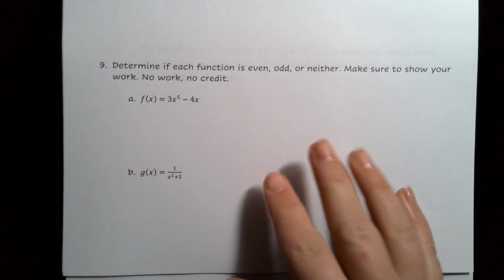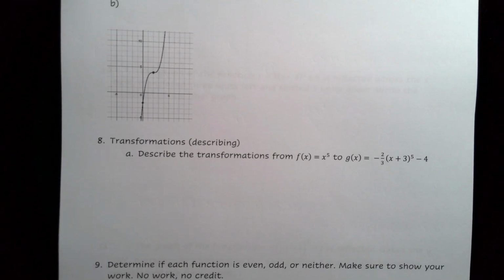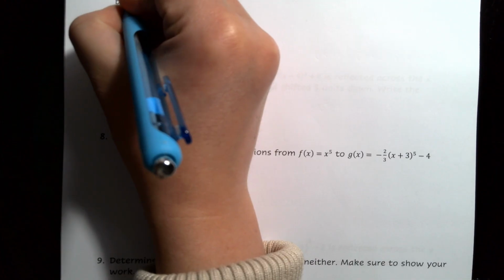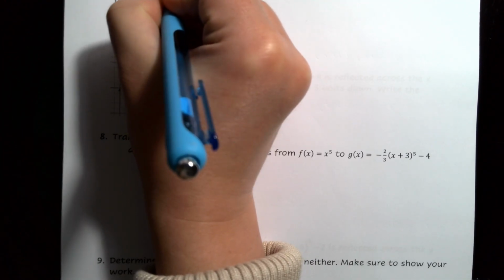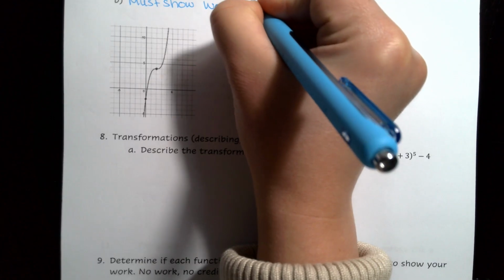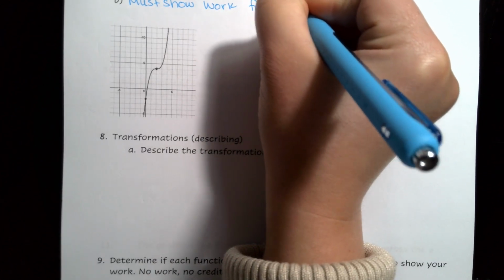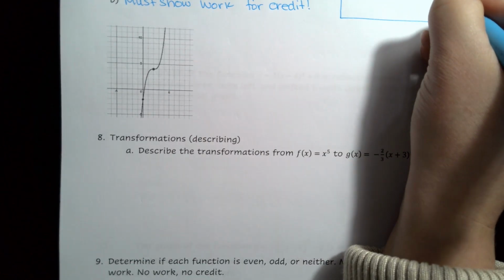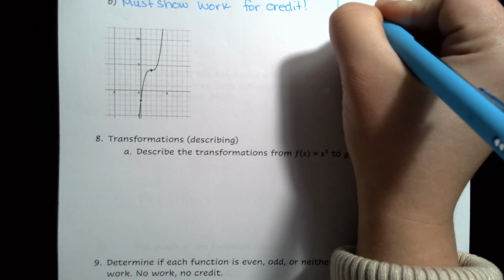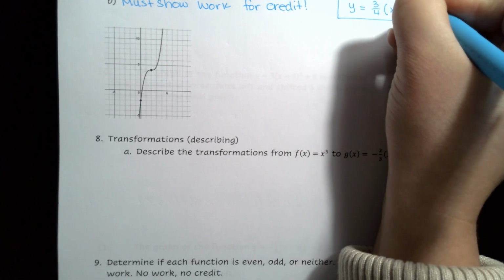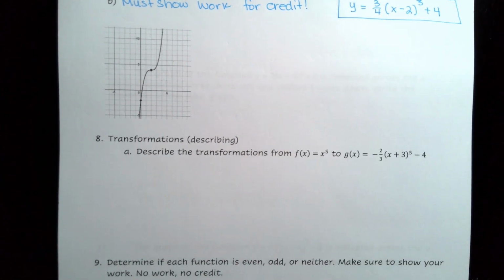Okay. Moving on here, this one's going to be exactly the same. I am going to provide answers for you. You have to provide work. No work, no credit. And let's write out our answer. In our answer box, we get y equals 3/4 x minus 2 cubed plus 4.